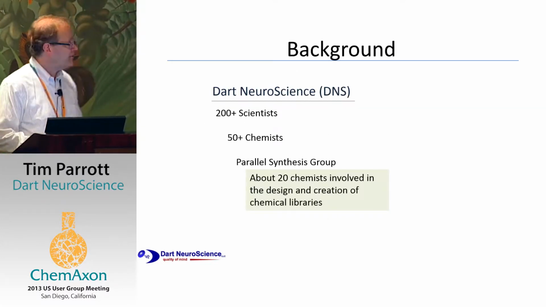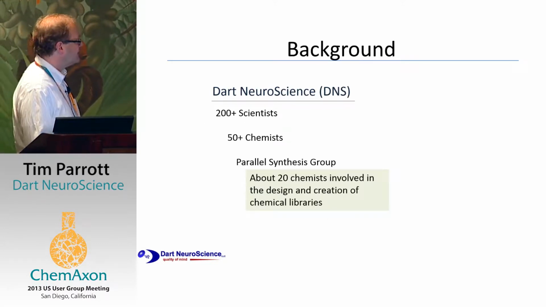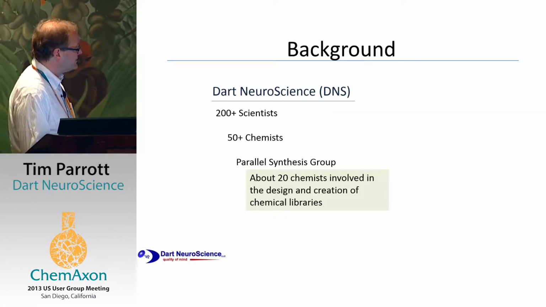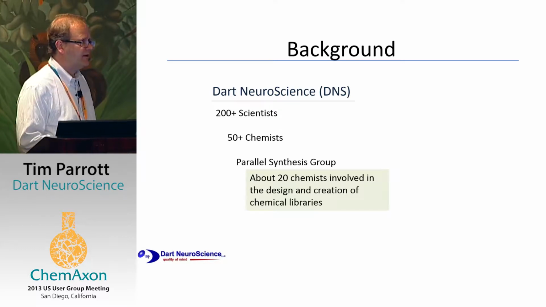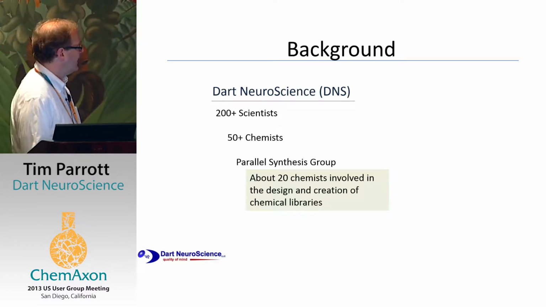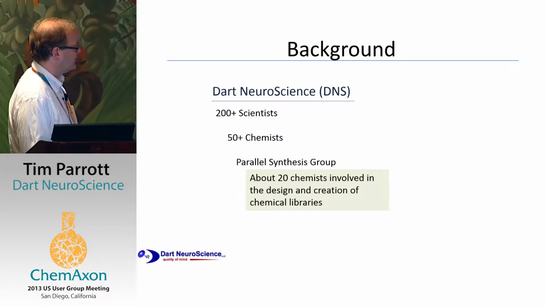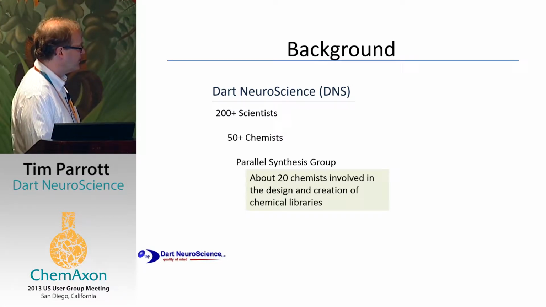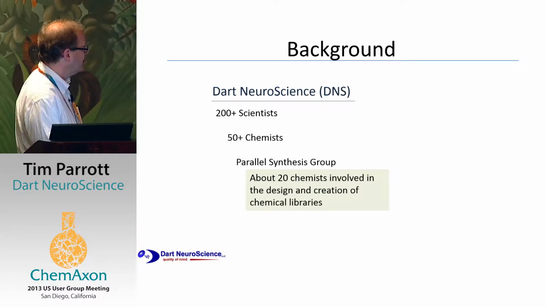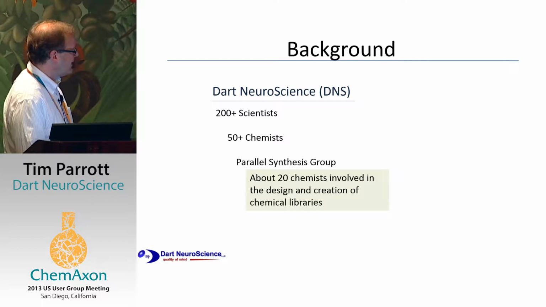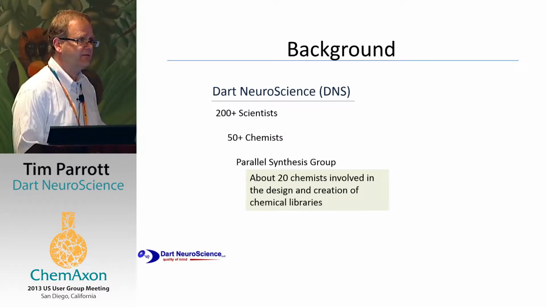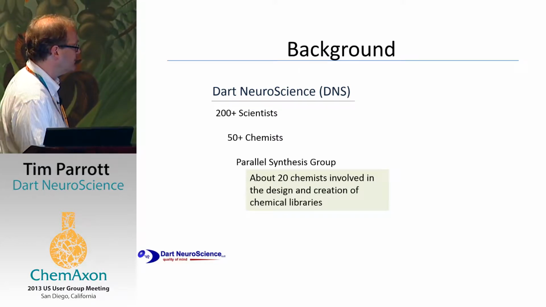So just a little background. Dart is a privately held company in San Diego focused on memory and cognition. There are about 200 scientists at Dart, and about a quarter of them are chemists. And a couple years ago, a new group was formed focused on parallel synthesis to assist our projects. And right now it's staffed up to about 20 chemists involved in various phases of chemical library design and creation.